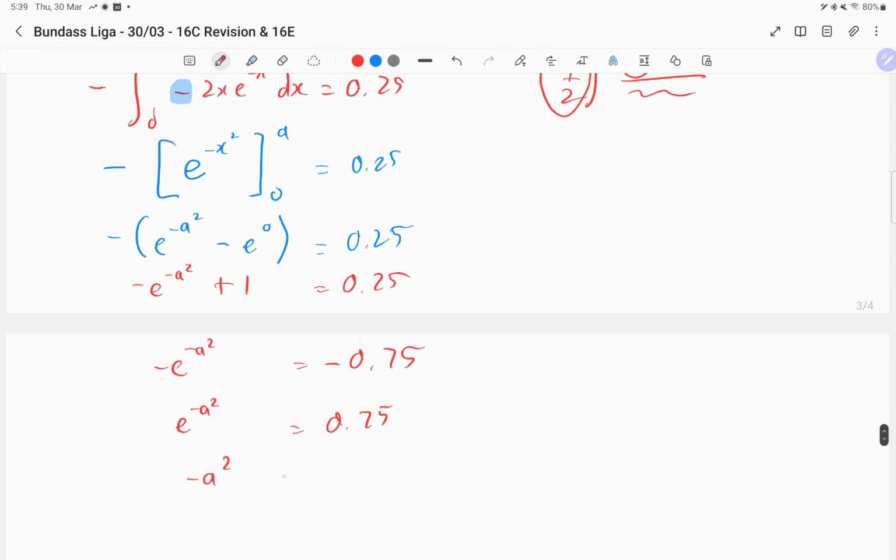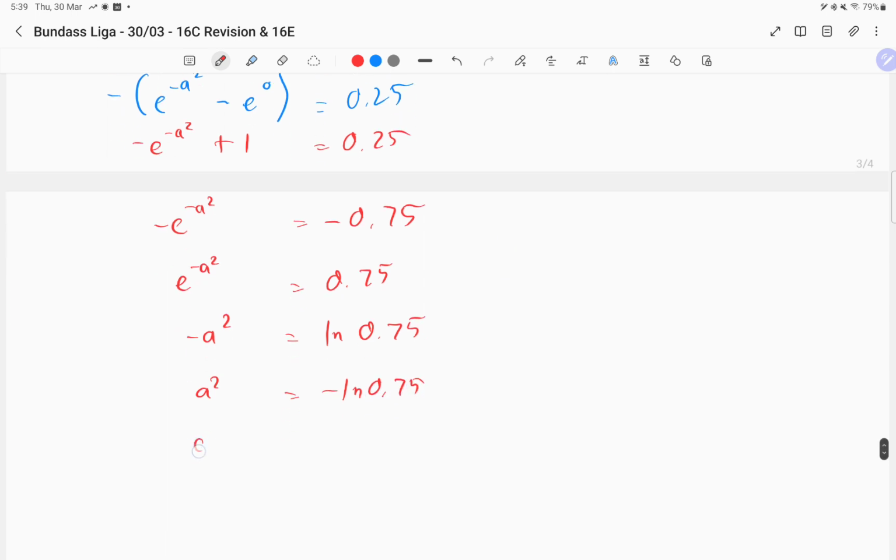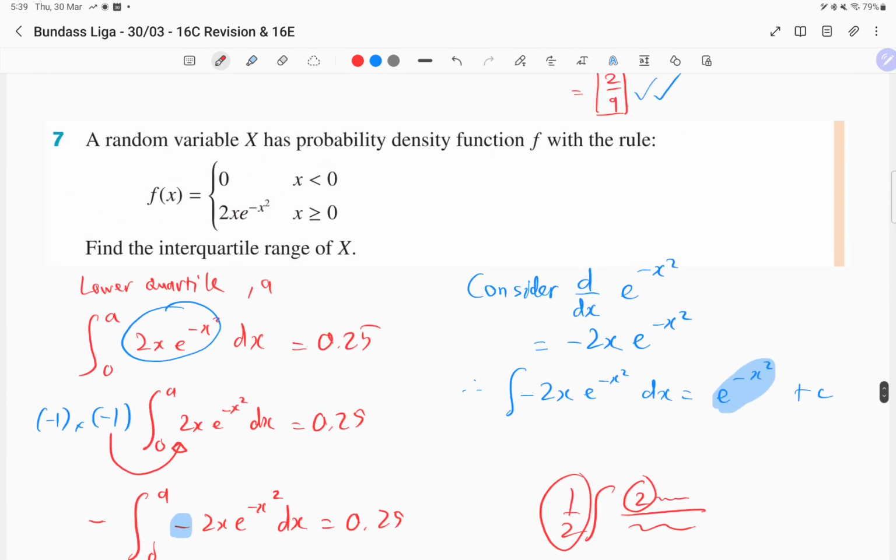And so negative a squared would be ln of 0.75. Okay, so then a squared would be negative ln 0.75. And so a would be the square root of negative ln 0.75. All right, punch that into the calculator and you should get the answer, which is 0.53636. Okay, make sense? So that's the a value, and we need to find the interquartile range.